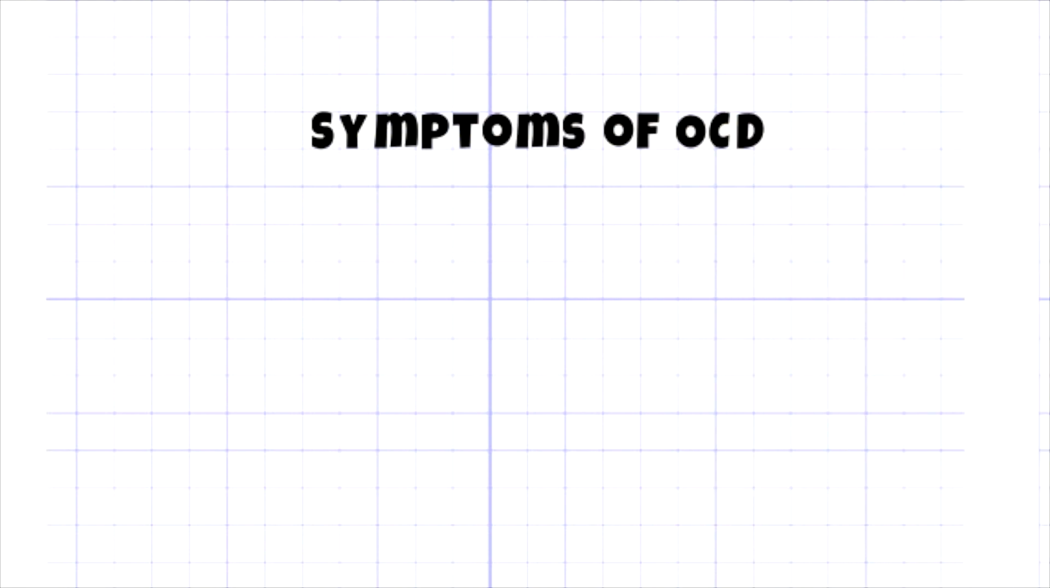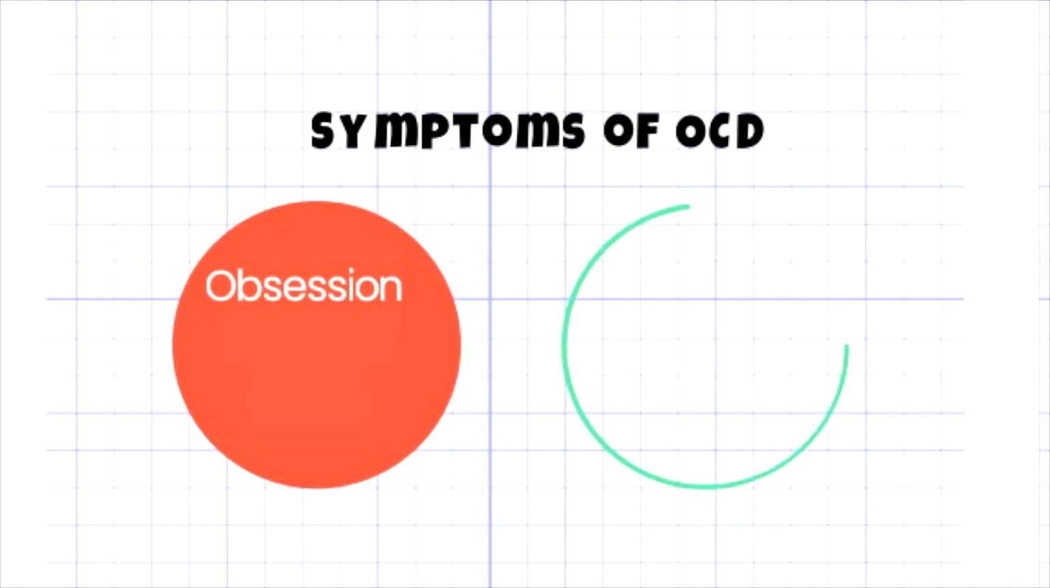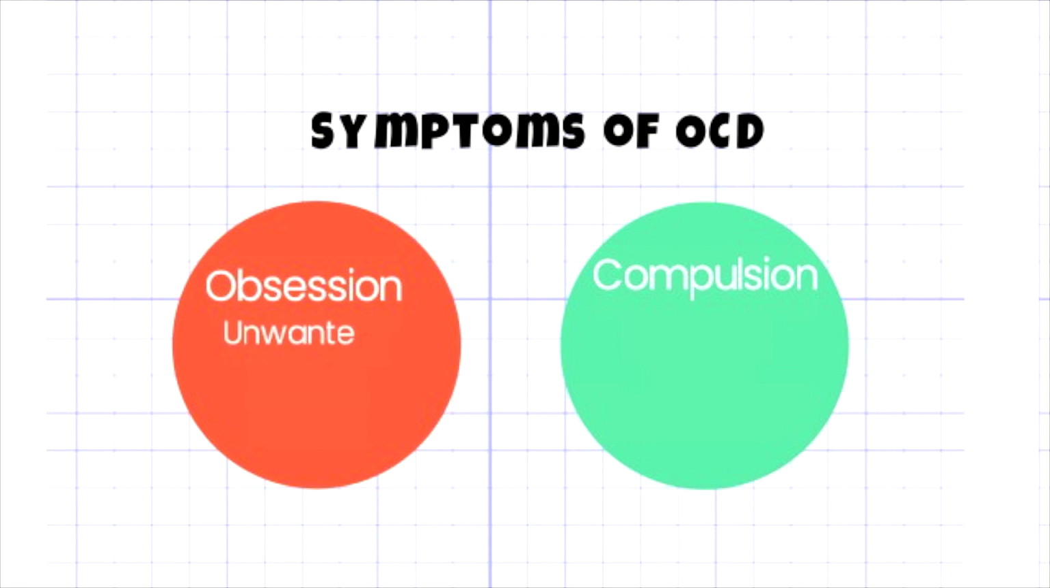The symptoms of OCD include obsessions and compulsions, where obsession is unwanted intrusive thoughts or mental images that can cause intense anxiety in people suffering from them. And these people can't control these thoughts.